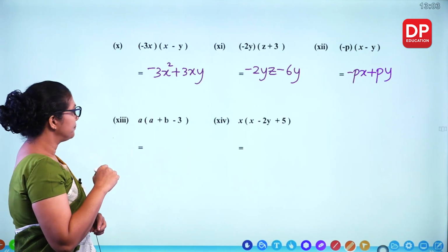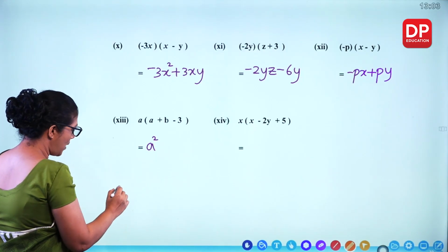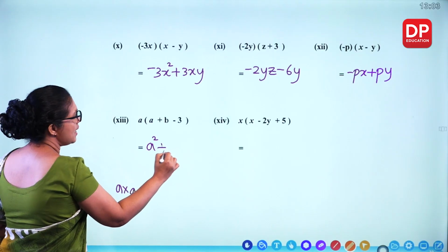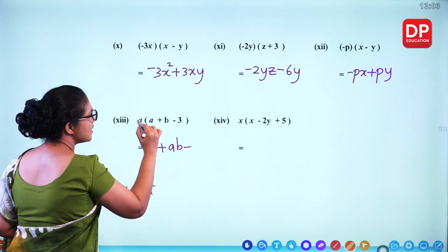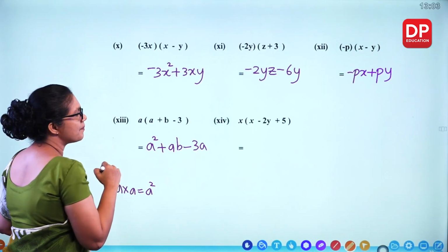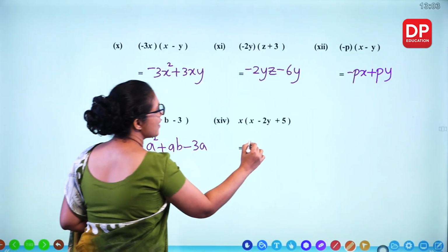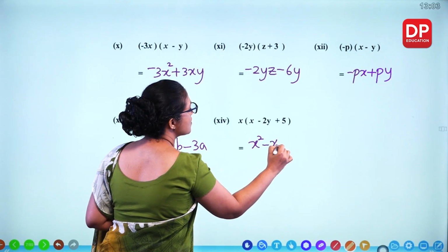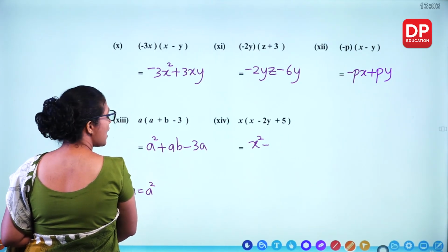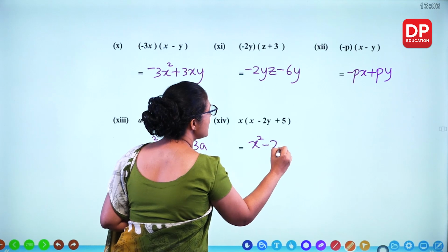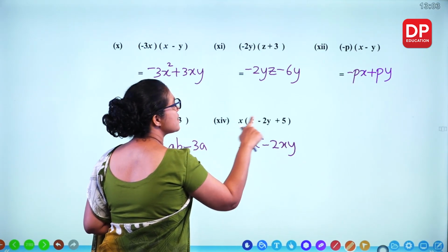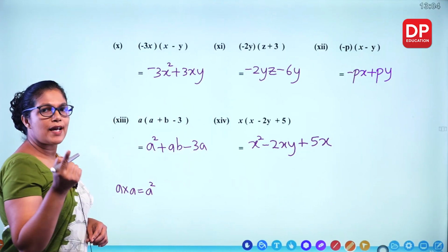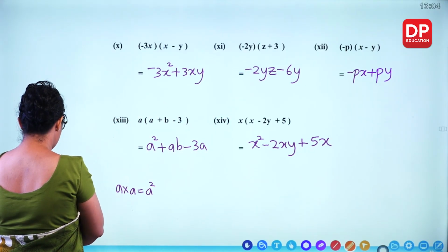What about this one? A squared. A into a squared. AB and minus 3a. X into x, x squared. X into 2y, first we have to write down the number, minus 2xy. X into 5, that's 5x. We don't say x5, 5x is the correct way of writing.